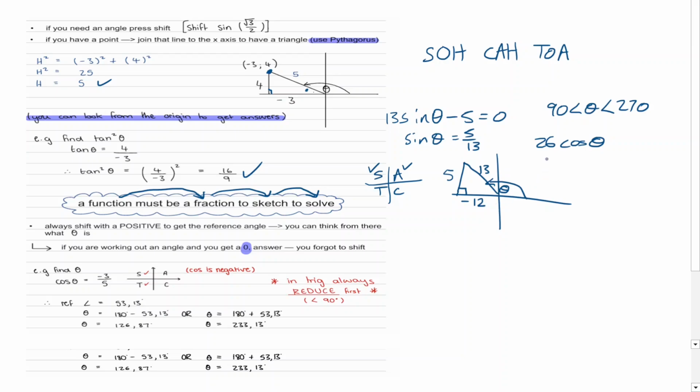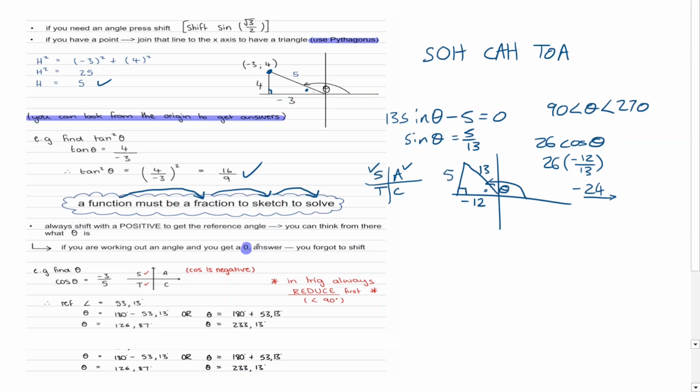So then when the question comes, please find 26 cos theta, I'm always allowed to look from the center. And so cos would be adjacent over hypotenuse, -12 over 13. I can cancel these and I get 2. 2 times -12 is -24. And there's your answer.